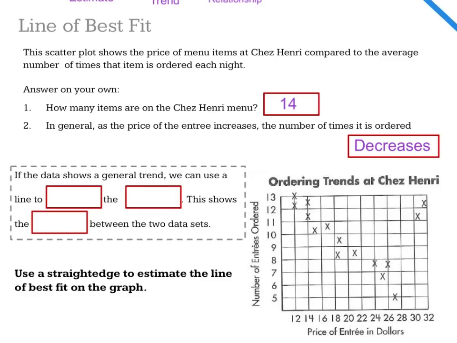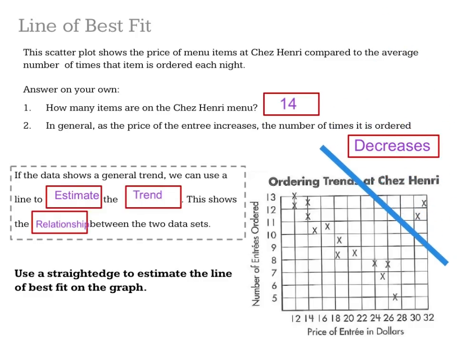So if data shows a general trend, we can use a line to estimate the trend. This shows the relationship between the two data sets. So now you're going to use a straight edge to estimate the line of best fit. We're going to draw a line that gets the most number of X's on it, some a little bit above, some a little bit below, and we call this the line of best fit.